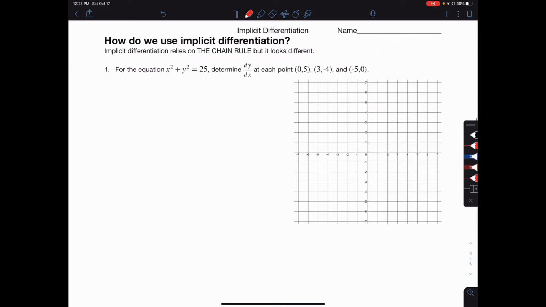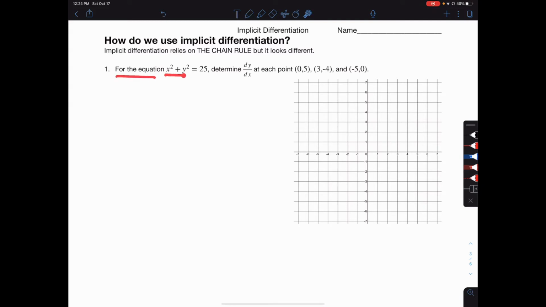In Video 1, we said we would use implicit differentiation when we either didn't have the equation solved for y and couldn't or didn't want to. So let's check out this first example. How do we use implicit differentiation? Well, implicit differentiation relies on the chain rule, but it looks a little bit different than how we would typically look at the chain rule. Let's look at this first example and see if we can make sense of this.